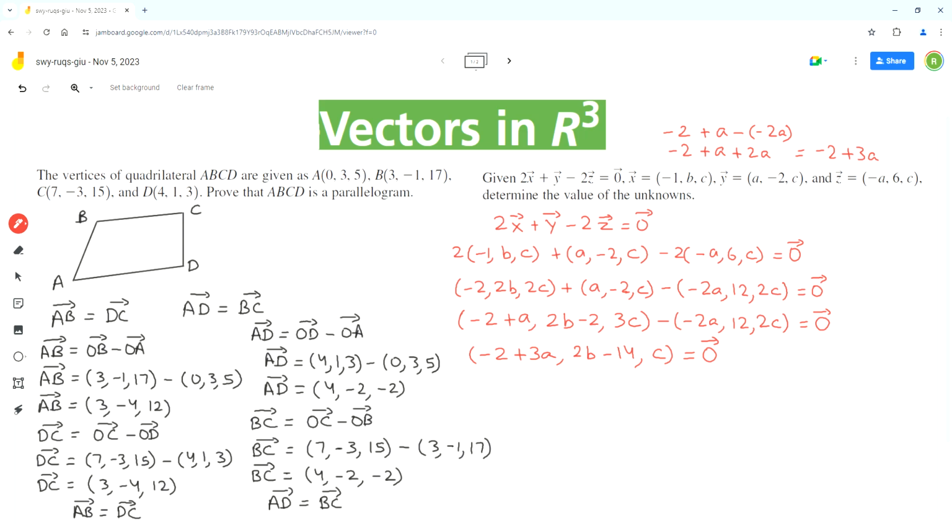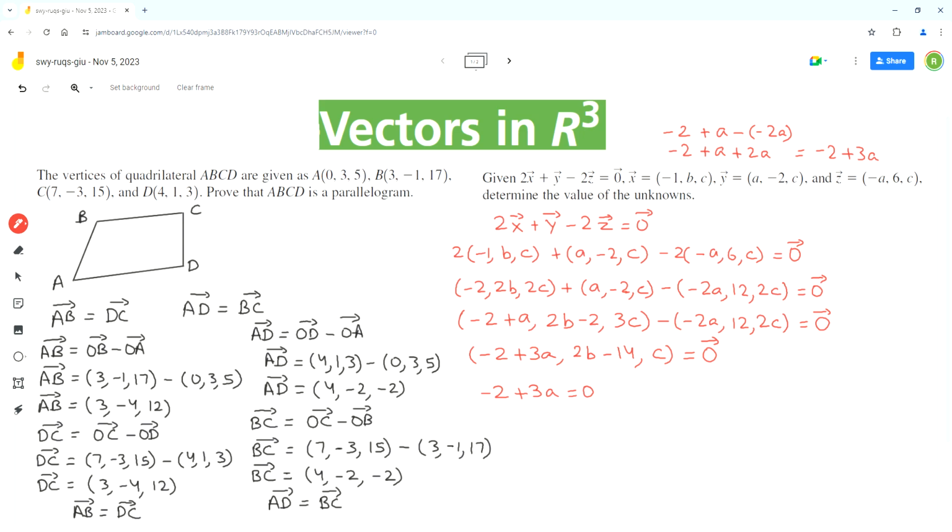So we can use that to write an equation for the x components, another equation for the y components, and a third equation for the z component. So let's start with the x component. On the left side of the equation, the vector has x component negative 2 plus 3a, and on the right side there is a 0 vector, and the x component in that 0 vector is 0. So that means negative 2 plus 3a is equal to 0. So this is our first equation.